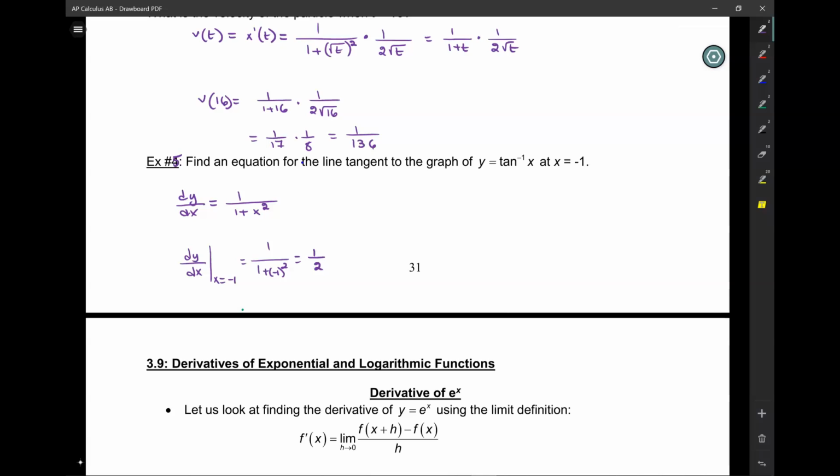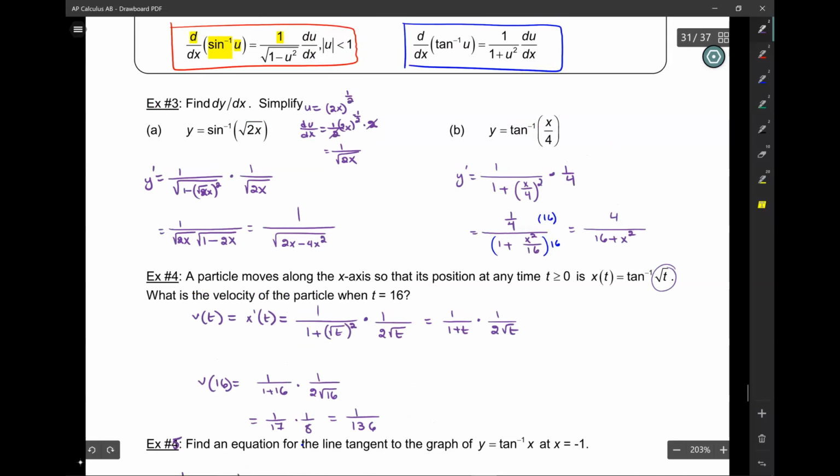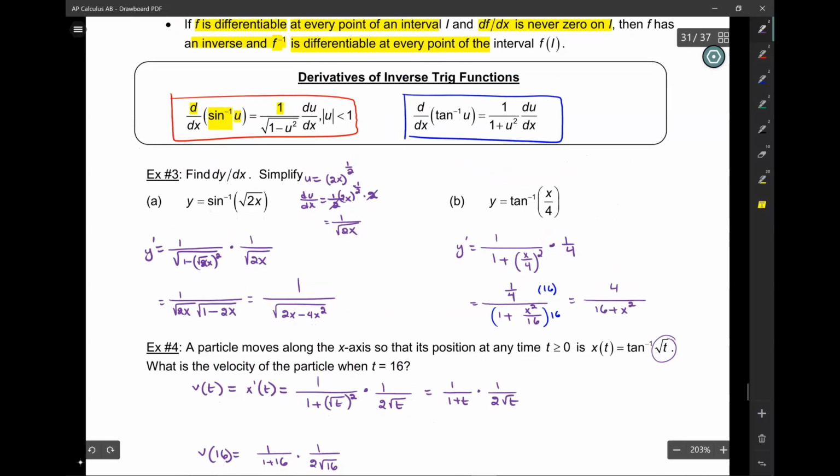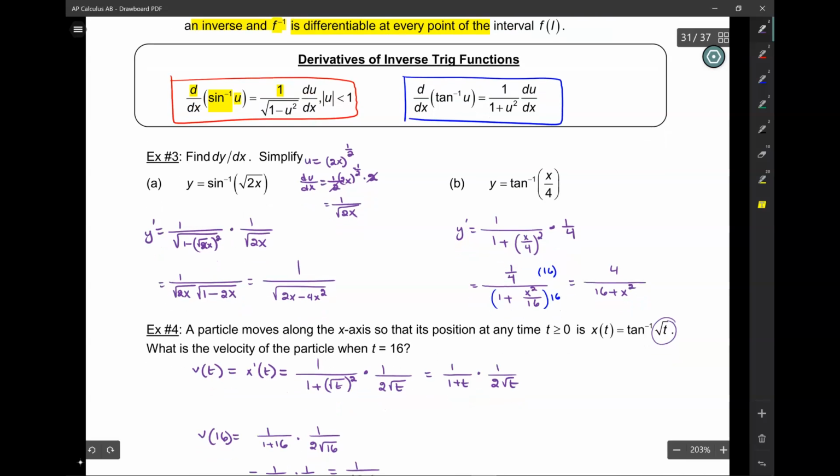Why is it x squared? That's the formula. But wouldn't the derivative be 1? So first it's 1 over 1 plus whatever that is squared, times the derivative of that. Yeah, so the derivative is 1.